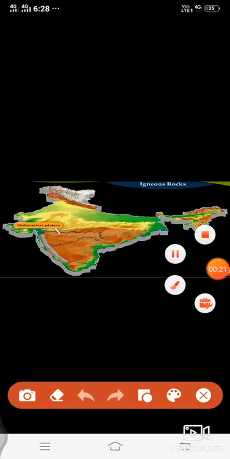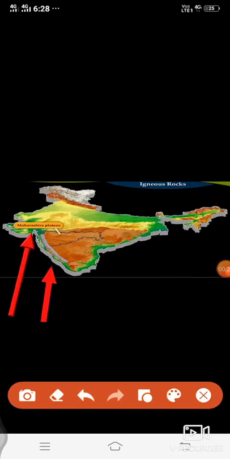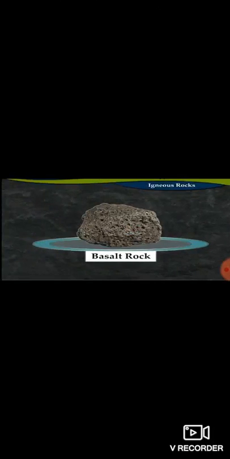The Maharashtra plateau is here, and the Sahyadri mountains, you can see it here in grey color. Yes, they are formed of igneous rock. Basalt is a major example of igneous rock.